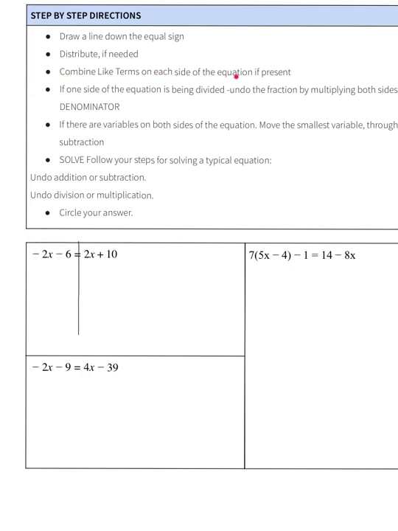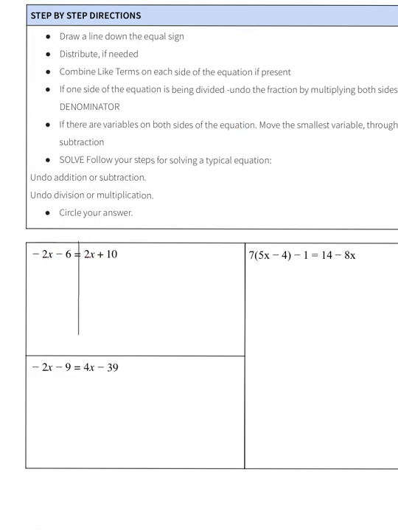Combine like terms on each side of the equation if present. There is nothing on this side to combine, and there's nothing on this side to combine. Okay? We do have like terms, but they are on opposite sides of the equation, so we're not doing anything with that yet. If one side of the equation is being divided, undo the fraction by multiplying both sides by the denominator. Neither side of the equation is being divided, so we are going to move on to the next step. If there are variables on both sides of the equation, look at variables on both sides.